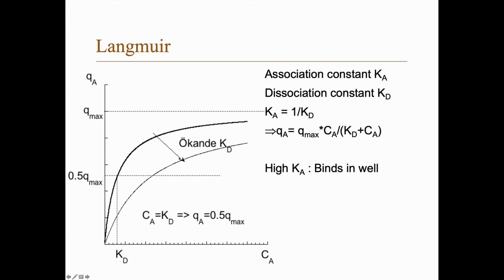And if you increase Kd, then this 50% happens at a high concentration, which is not surprising thinking of this equation here, because at the concentration where C equals Kd, then this term here, C divided by Kd plus C, becomes 1/2. So high Ka means that it binds well, while a low Kd means that it binds well, right? Because Ka equals 1 divided by Kd.